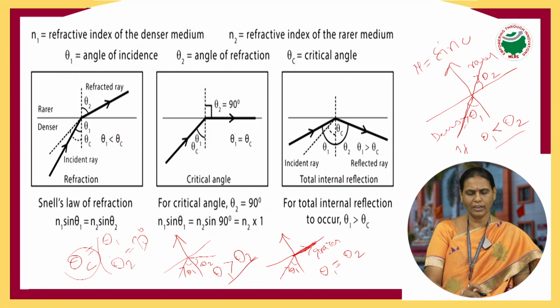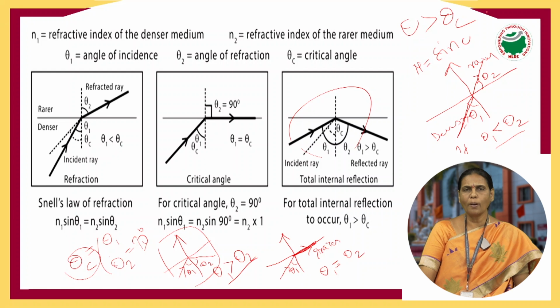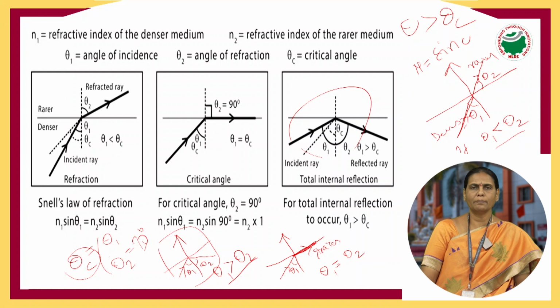You can see this third figure which I have shown you here, where when light is passing from denser medium, again it is reflecting back into the same medium. This will be followed under the condition theta is greater than theta c. Theta 1 or theta is greater than theta c. So this phenomenon we call total internal reflection. So this is the principle on which an optical fiber works.